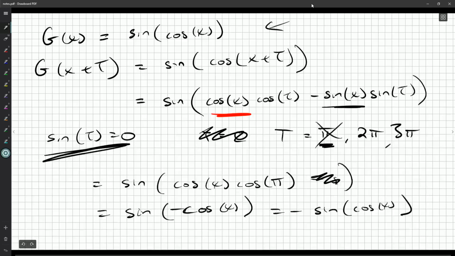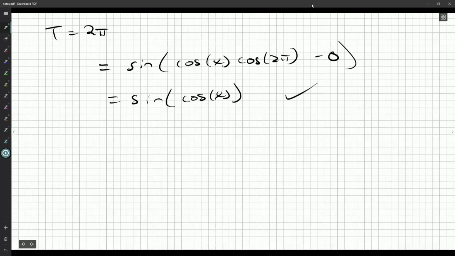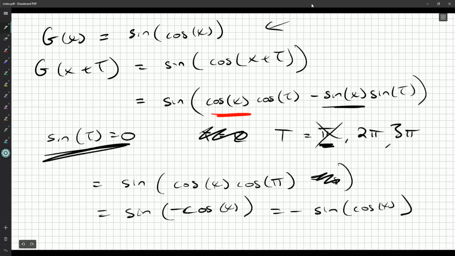So pi doesn't work. Let's try 2 pi. Okay, so what if t is 2 pi? We're just going up the list because we're trying to find the least period. So we'd have sine of cos x cos 2 pi, and then the rest goes to 0 because of our choice of t. Cos 2 pi is 1. So we have exactly what we need. So pi was almost in there, but because sine is odd, it's not going to work.